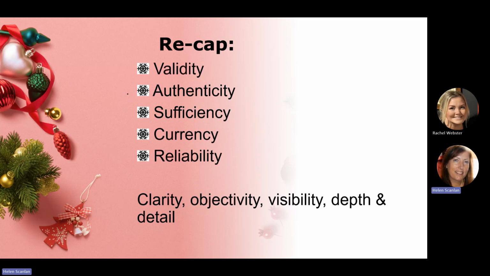We've talked about clarity as well, haven't we? Objectivity, being objective, but also bringing in that why. Why are you saying that? And that's sometimes that deeper order thinking, if you like. Visibility: is it definitely the right evidence for the right student for the right criteria? And I think the biggest thing that we've talked about, Rachel, is the depth and detail that's in that evidence. And that's so important.